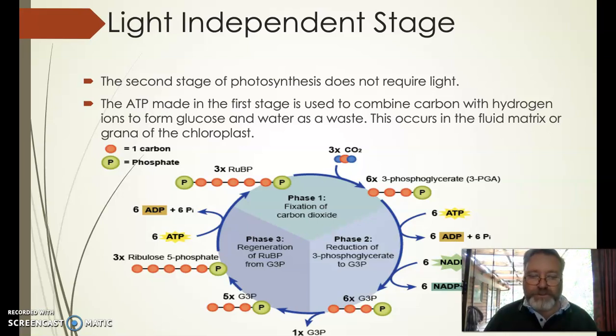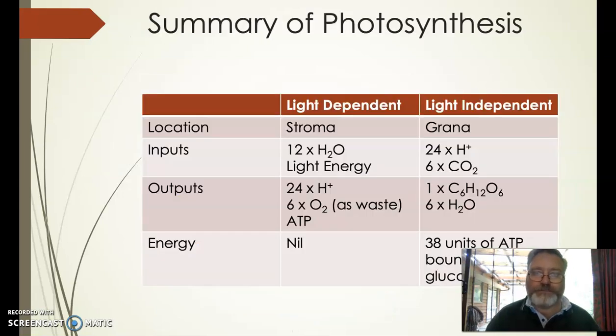G3Ps are also used to make sucrose and starch. So, what's going on? Light dependent occurs in what's called the stroma of the cell. The inputs are water and light energy. The outputs are hydrogen ions, oxygen as waste, and ATP for use later. There's no energy created yet.